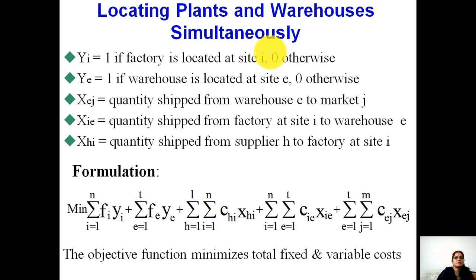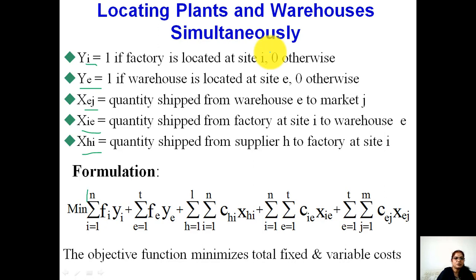So these are the various inputs that are being used. Yi stands for factory. If it is 1, then the factory is located. If it is 0, no. Ye for warehouse, if it is 1, it will be there, otherwise no. Similarly, quantity shipped from warehouse to market, from factory to warehouse, from supplier to factory. Very big formulation.